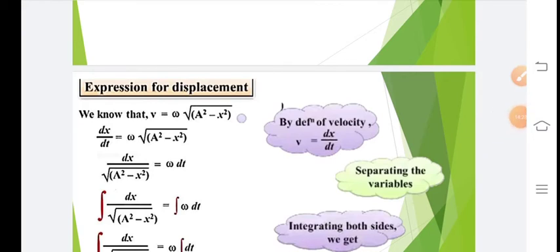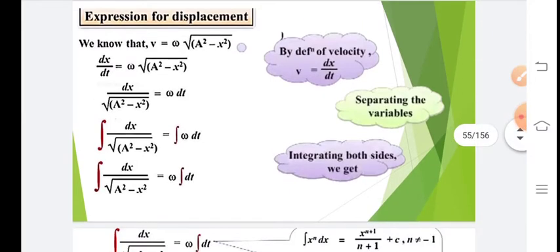Now this is the expression for displacement. As we know, v is equal to omega into square root of a square minus x square. By the definition of velocity, v is equal to dx by dt, therefore dx by dt is equal to omega into square root of a square minus x square. So omega into dt is equal to dx upon square root of a square minus x square.